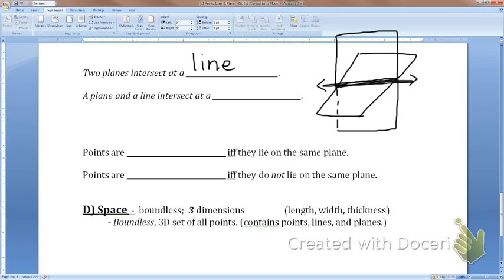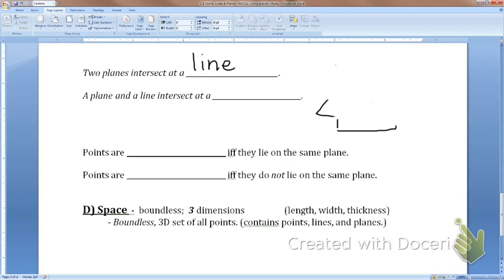And then we can think about a plane and a line intersect at a point. Okay, so let me erase this. This next question is a quiz question. So you might want to highlight that or mark that. This is a quiz question. A plane and a line intersect at a point. I need you to be able to draw this.